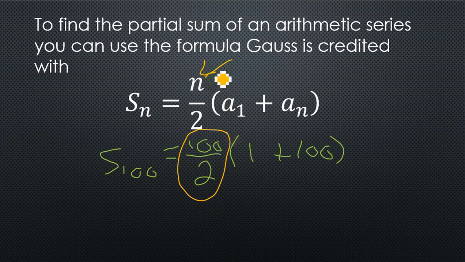N is the number of terms, but when we divide that by 2, we get the number of pairs. It's kind of like if you have 100 socks in a drawer and you pair them all up, how many pairs of socks do you have? You have 50 pairs.